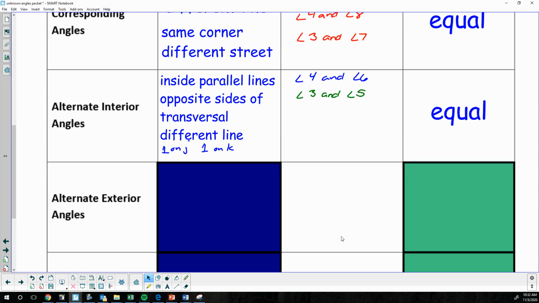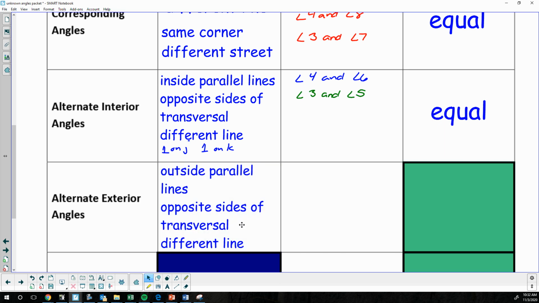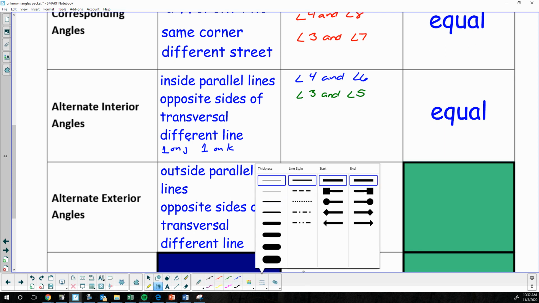The next one is alternate exterior angles. Okay, so alternate exterior angles are very similar to alternate interior, only now we're talking about outside of the parallel lines. They are still on opposite sides of the transversal, and they are on different lines. So again, you have to have one from J and one from K.